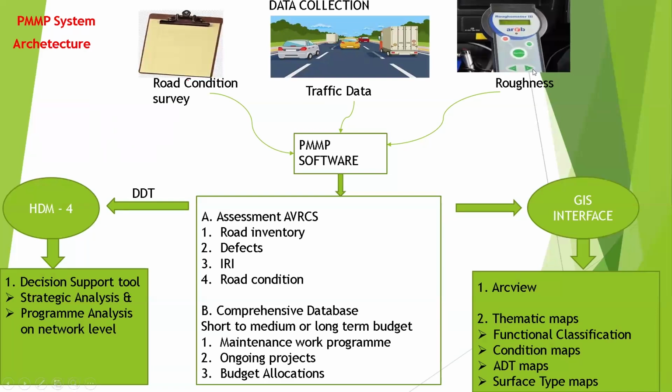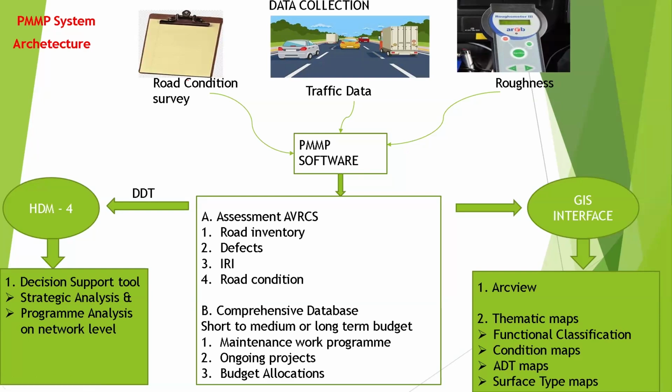Then also roughness is being conducted and it sits at our materials division. We have a roughometer that they use to take roughness on our trunk roads and bring the results for input into the software for analysis. So when the software does the analysis, the road inventory, the defects, the international roughness, the condition are all put together, and we have a complete database for maintenance works program and ongoing project and budgetary allocation.